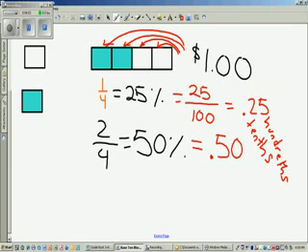50 hundredths. What is worth 1/2 or 2/4? What is 3/4 worth?